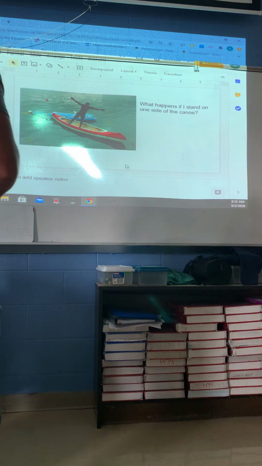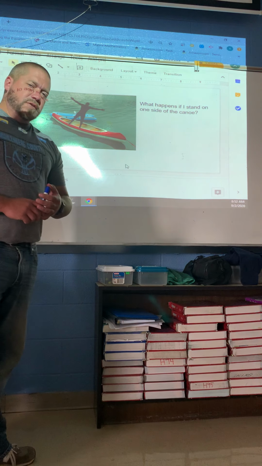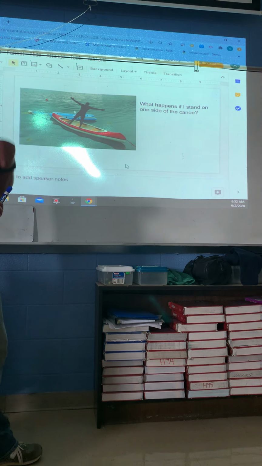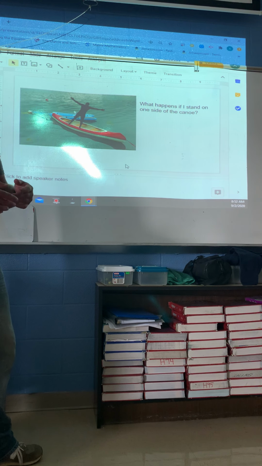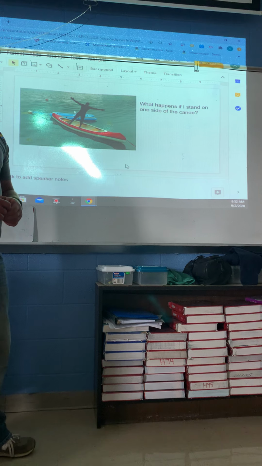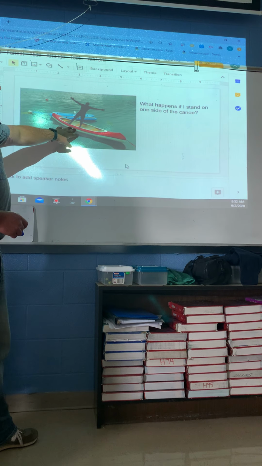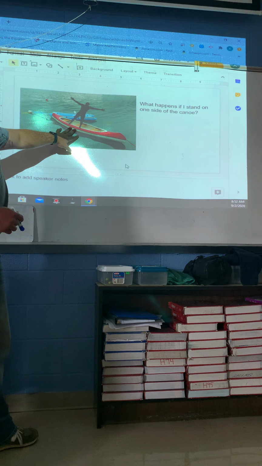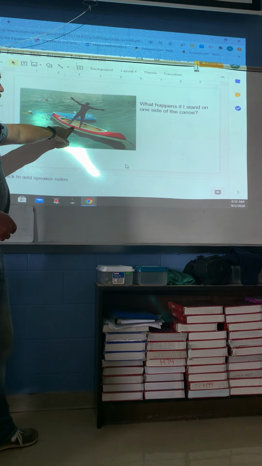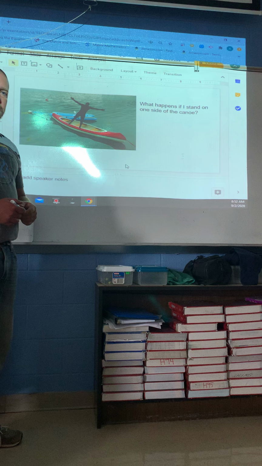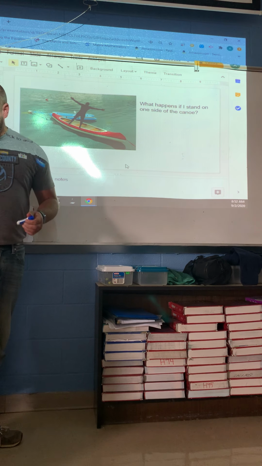All right, today we're going to talk about solving equations, specifically one-step equations. But before we get into that, I want to put your mind in a different place to give you a better understanding of what equations actually are. First of all, I've got a picture of a guy standing on a canoe. Think about it: if somebody were to stand on that side of the canoe, what would happen? Obviously, he would tip over in the water.